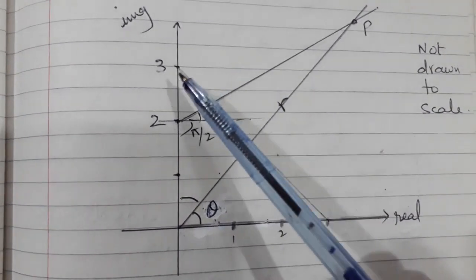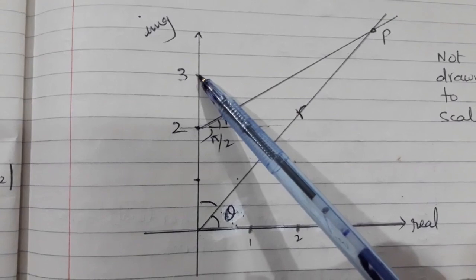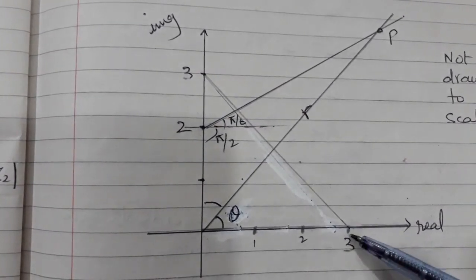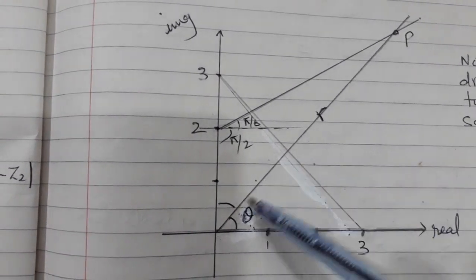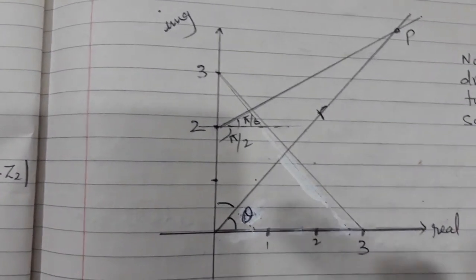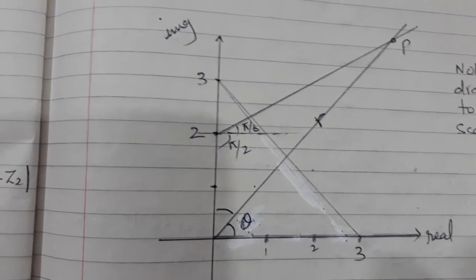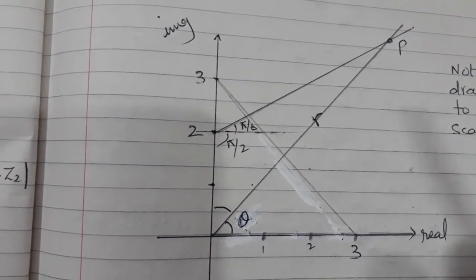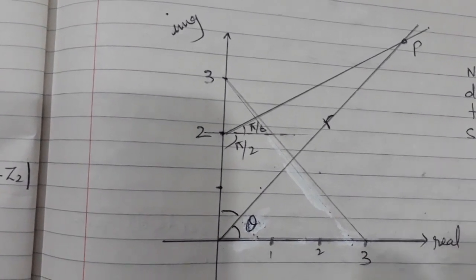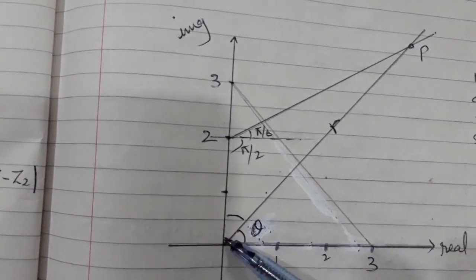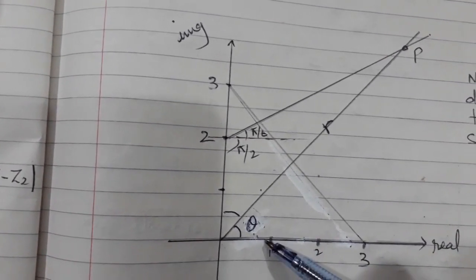For example, if I look at this line which is passing through, joining the points (0, 3) and (3, 0), the line bisector of this, what do you think will be the equation of this line? It is not stated in the question, but because of our previous knowledge of maths, we know this line will be y equals x. Because y equals x is a line which passes exactly through the center and it makes a 45-degree angle.